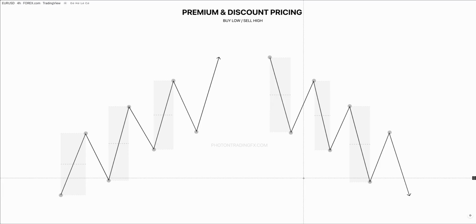Premium and discount pricing is a pretty simple concept, to be honest, and not something that we need to overcomplicate unnecessarily. But it can be pretty powerful when we use it as a piece of confluence to combine with everything else that we use. Now, when you get towards the end of all of the modules and the technical analysis part of the course, and we start to put trade plans together, and you see the strategy as a whole, this particular confluence, premium discount pricing, probably sits at the bottom of the pile in terms of importance for me, in terms of what I look for.